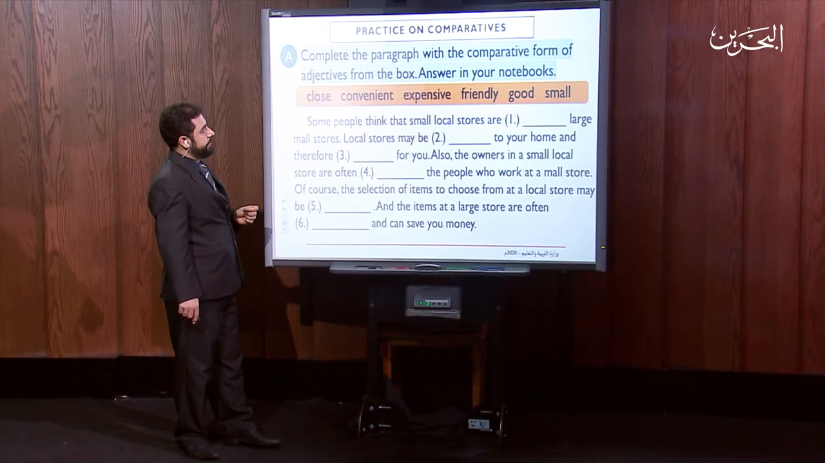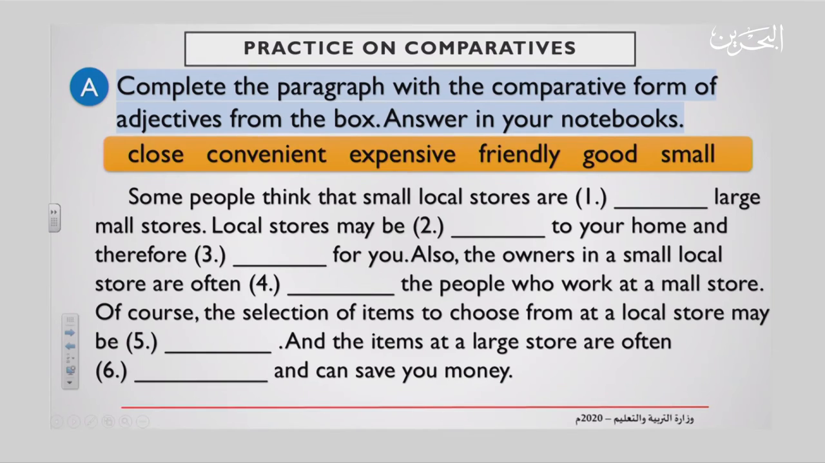Practice on comparatives. Complete the paragraph with the comparative form of adjectives from the box. Answer in your notebooks. You have about 6 adjectives: close, convenient, expensive, friendly, good, and small. And you have a paragraph. Some people think that small local stores are, and you have the first gap, large mall stores. Now let's take a look at the answer.